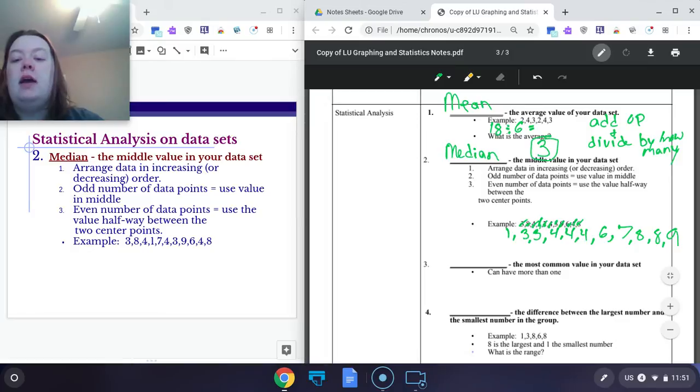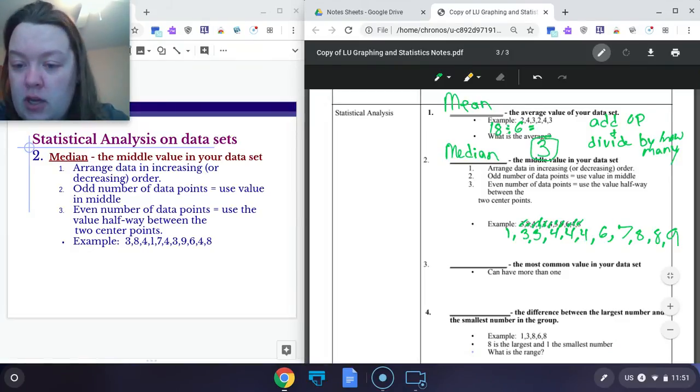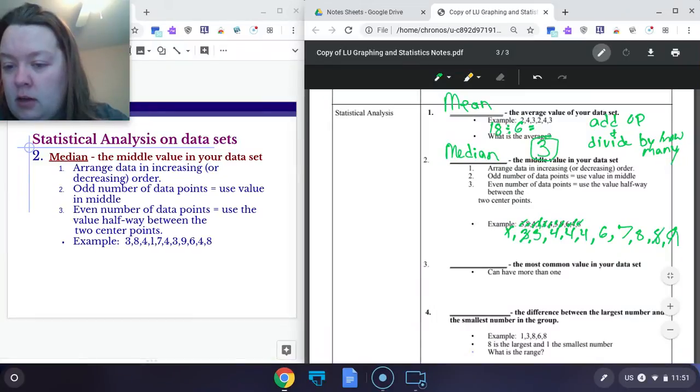Now what I'm going to do is find which number is in the middle, and the easiest way to do that is by just marking them off on each side. So I cross out 1 at the beginning and 1 at the end, and I keep going with that until I have 1 left in the middle. So for this one, the median is 4.